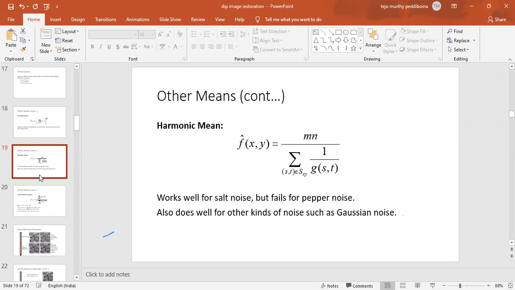Next, harmonic mean. That is well suited for salt noise, but fails for pepper noise. What it does is mn by, that means 9 by summation of 1 by g(s,t). For each value in the summation we have to take the 1 by value. For example, for everything we have to take one example.